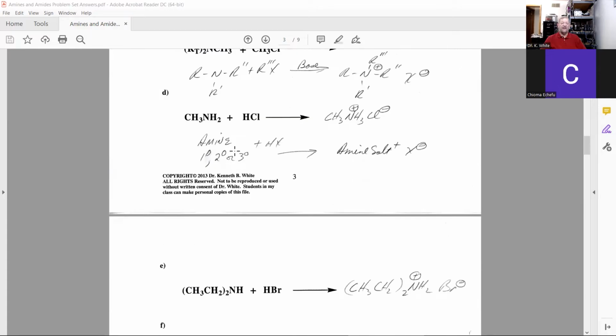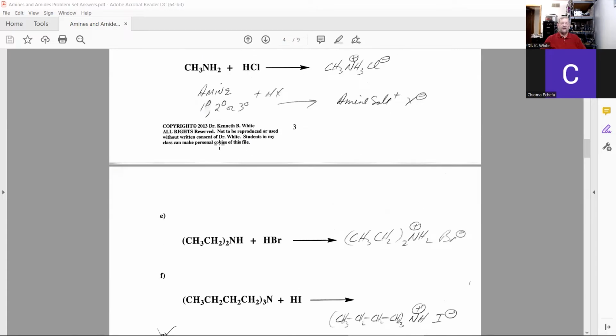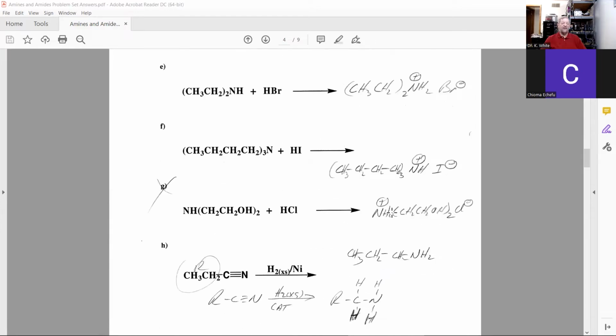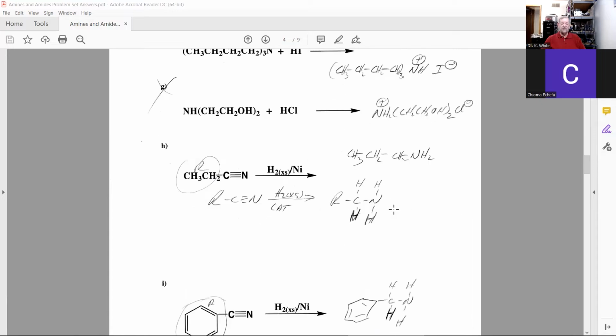Now, if we look at D or E, what do we have? Primary amine, or here's secondary amine, HX, X can be chlorine, bromine, or iodine, and you have a proton transfer to make an amine salt, which is what I did here, and I did here. Now, E, cross off. G, I mean. I think I need glasses. G. Now, let's move on.